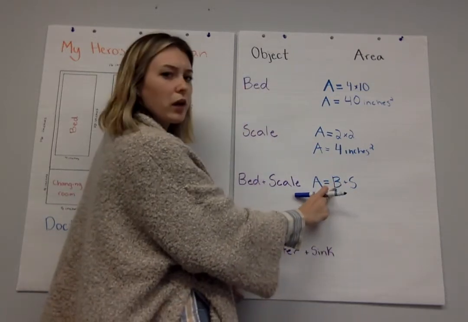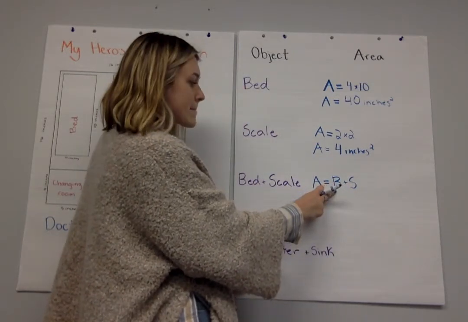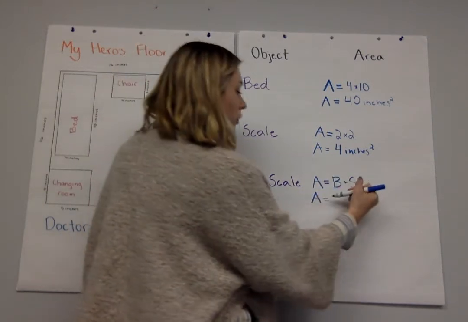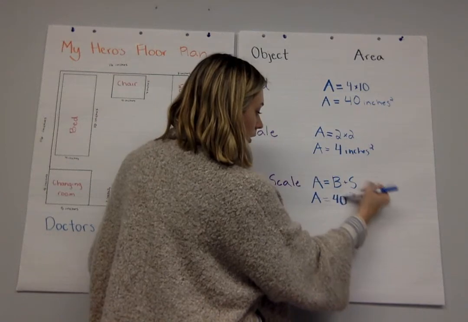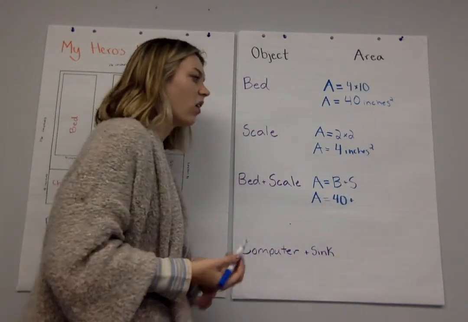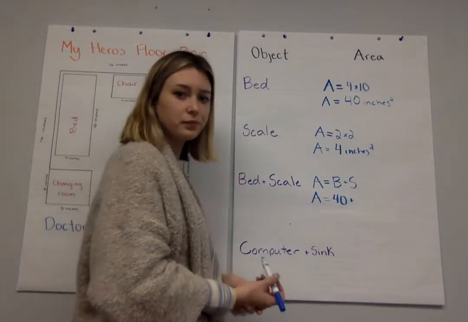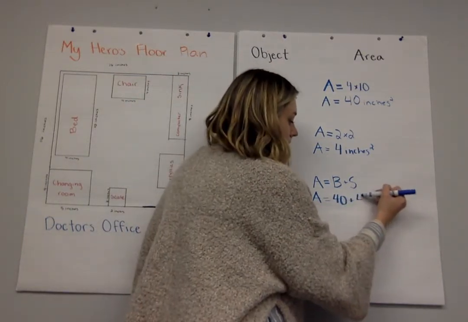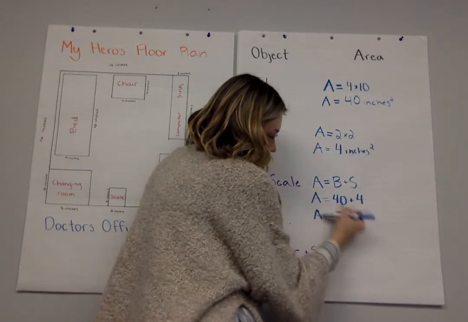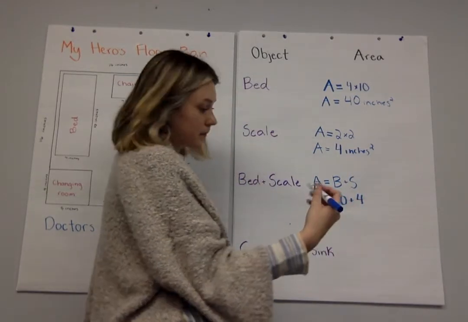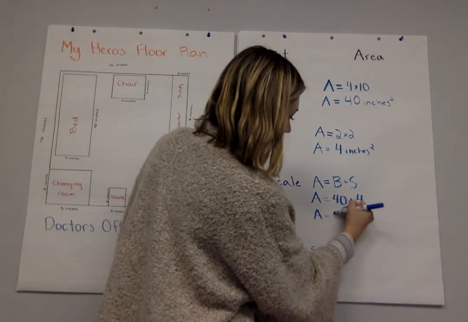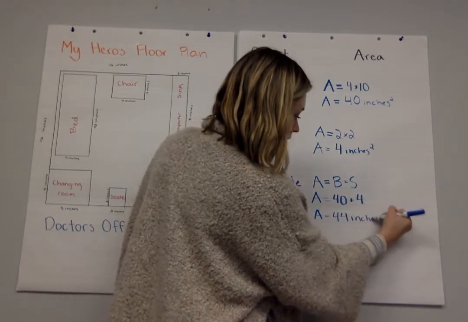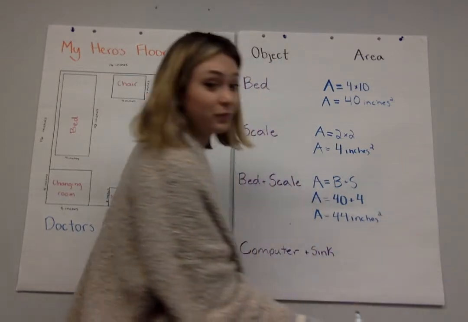What was the area of the bed? Who remembers? Who remembers the area of the bed? 40 inches squared. What about the scale? How big was the scale? 4 inches. 40 plus 4. Inches squared. Very good.